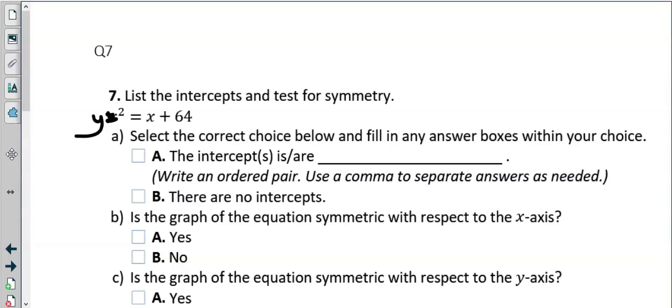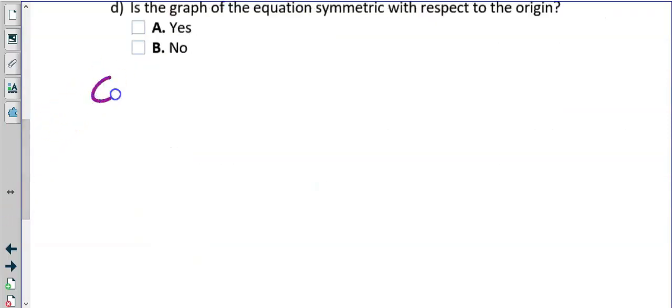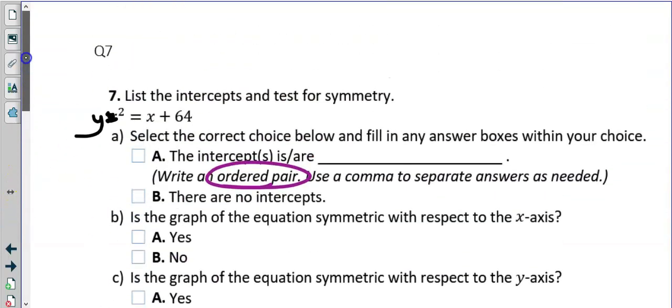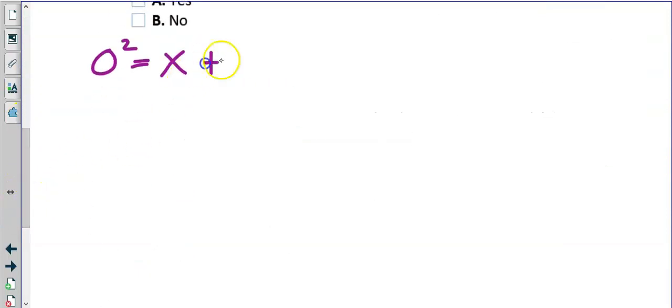Okay? So let's talk about intercepts. And how are we going to write this answer up? Am I just going to give numbers or am I going to give points? Points. Because again, it says ordered pairs. All right, so let's talk about how we do this. How do we find x-intercepts? Plug in 0 for y. Good. And we're going to solve for x. So we're going to have 0 squared equal x, was it minus 64? Nope, plus 64.